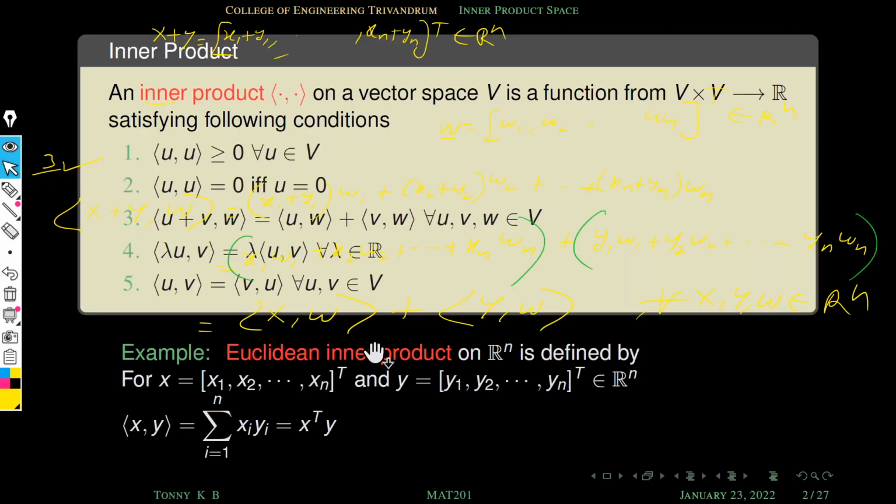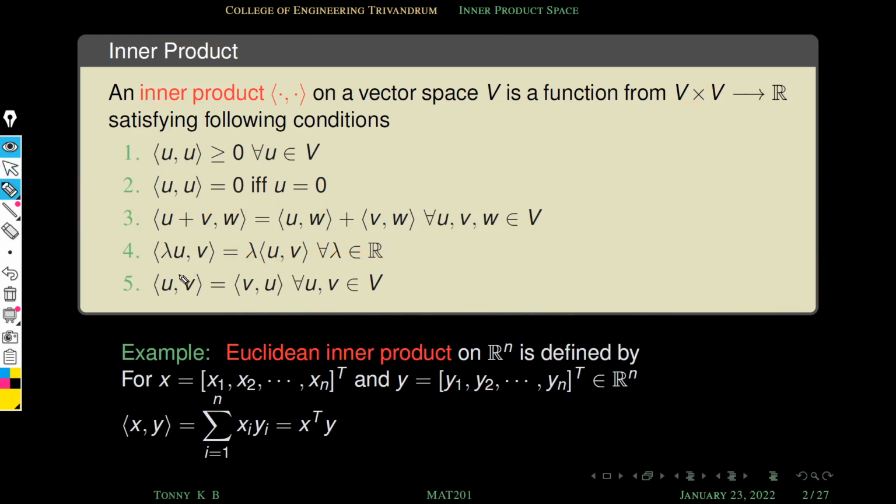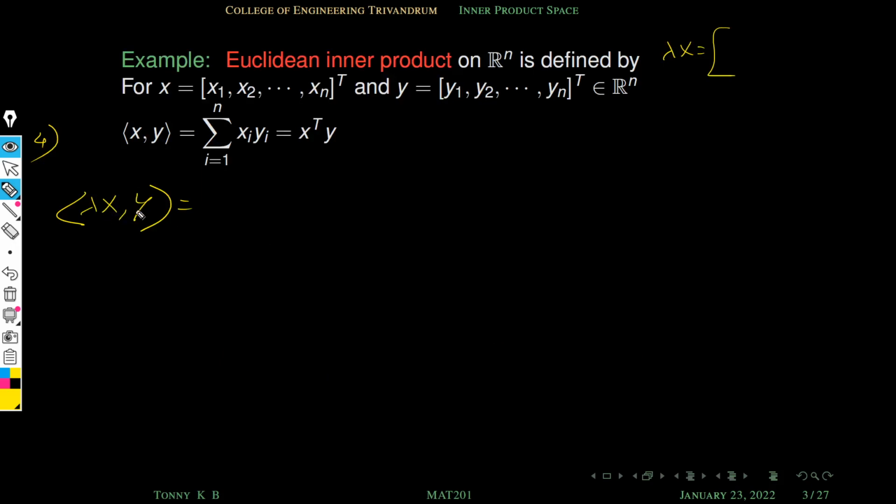Next we have to verify our fourth condition. That means inner product of lambda u comma v is equal to lambda times inner product of u comma v for all lambda belongs to R. We consider inner product of lambda x comma y. And what about this lambda x? Lambda is a scalar, x is a vector. We know in a vector space there is a scalar multiplication. So we know that Rn has a special scalar multiplication. By the definition of the scalar multiplication defined in Rn, lambda x is a component-wise multiplication. So by definition, this is equal to lambda x1, lambda x2, etc., lambda xn transpose.